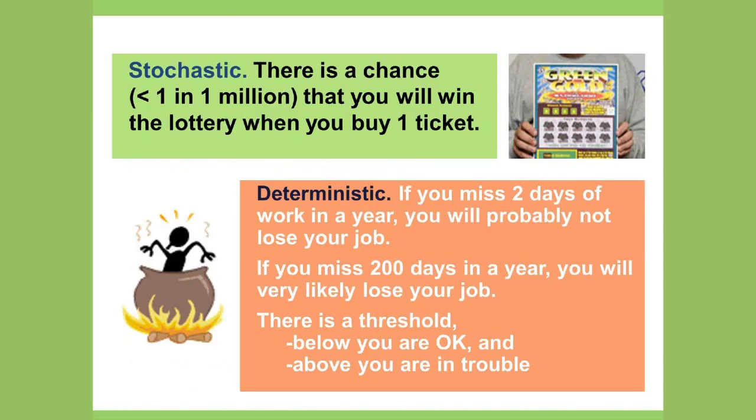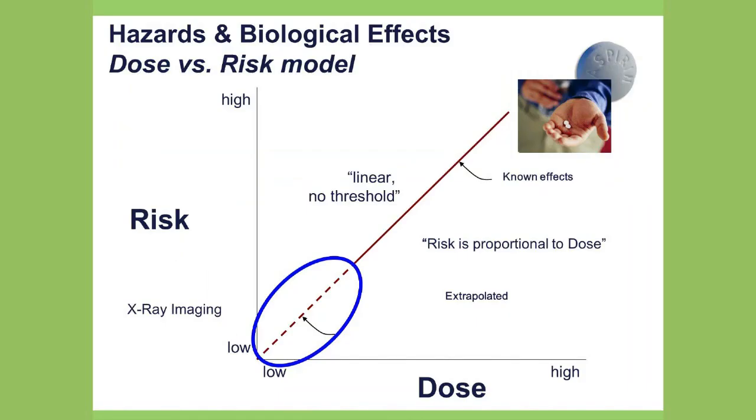So you can think about stochastic effects as like a chance, for example, 1 in a million that you will win a lottery ticket if you buy one ticket. That would mean if I bought more tickets, I might have a higher chance, but it would still be a really low risk. Deterministic effects would say something like, if you miss 2 days of work, you probably won't lose your job. But if you miss 200 days of work, you'll probably lose your job. There's sort of a threshold there. And so those are the two different kinds of effects we see in radiation risk.